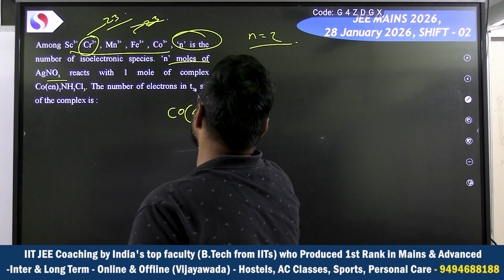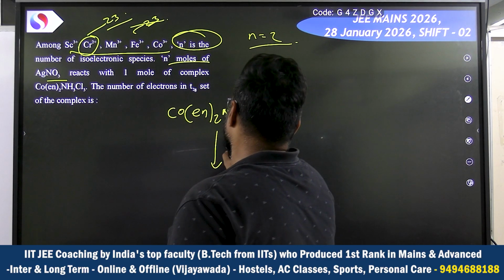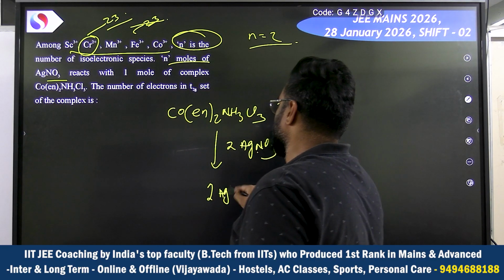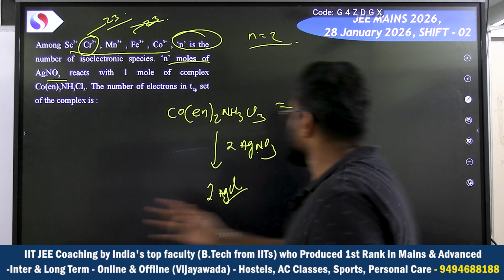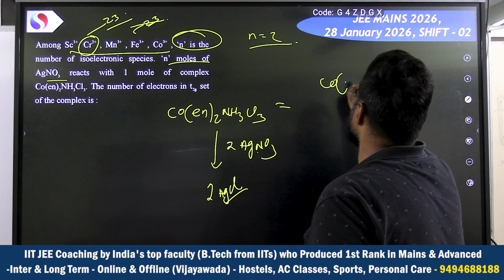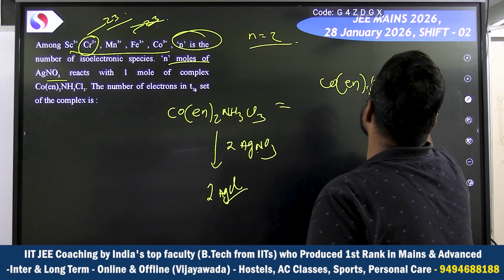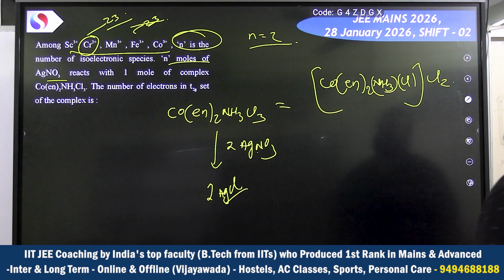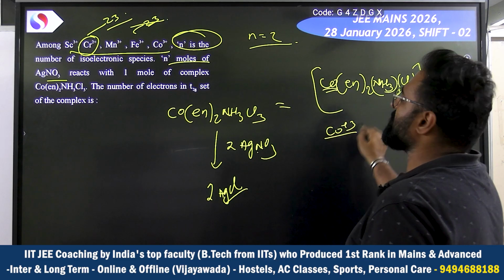Co(en)2NH3Cl3. This is a complex and it reacts with 2 moles of AgNO3. So obviously 2 moles of AgCl will be produced. It is common sense that directly 2 moles of AgCl will be produced. Now the complex will be [Co(en)2NH3Cl]Cl2. This will be your complex, correct? If this is your complex, you need to find the cobalt oxidation number. So from this complex, cobalt oxidation number will be +3.